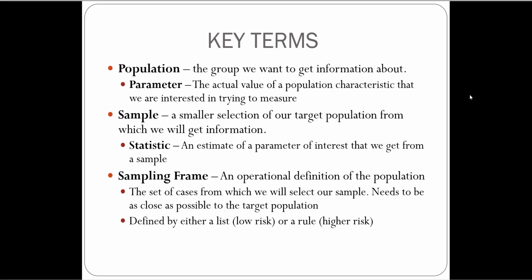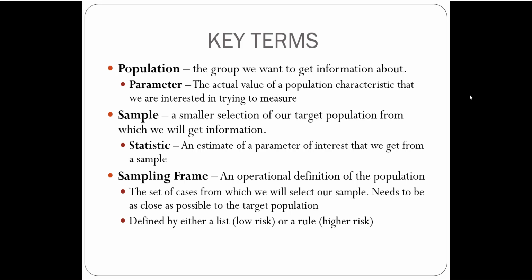However, we don't want to go out and collect data on everybody in the United States, so we decided to take a sample. And the sample, therefore, is a smaller selection of cases from our target population. And this is where we'll get that information about age. And the average age of our sample, from this smaller group from our larger population, is going to be the sample statistic. It is an estimate of the population parameter.